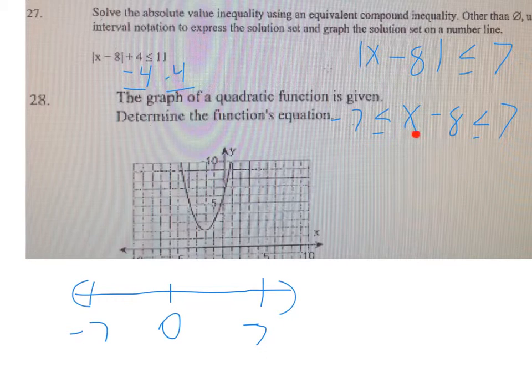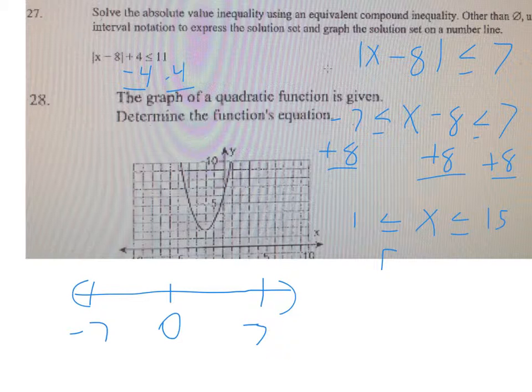I need to isolate x, and so you just add 8 to each part here. So if I add 8 here, add 8 here, and add 8 here, that'll give me 1 is less than or equal to x, and x is less than or equal to 15. If I express that in interval notation, that'd be the closed interval 1 to 15.